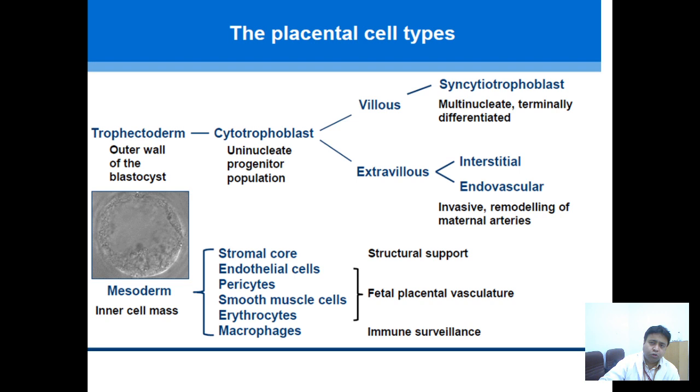Because there's a fetal component and there's a maternal component. How does the maternal component even know that the fetal component needs nourishment in the form of maternal blood? Well, this is brought about with the help of these extravillous trophoblast cells, which are one of the differentiated lineages of the cytotrophoblast stem cell. These cells cause the remodeling of the maternal blood vessels so that the vessels become a little leaky and a lot of blood can flow and nourish the developing fetus.